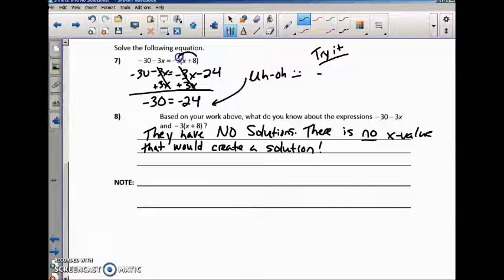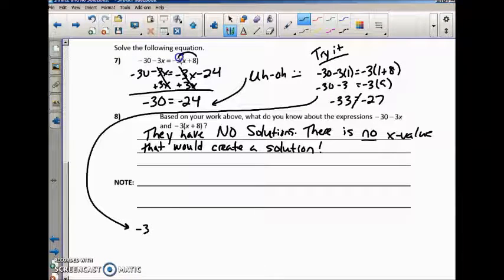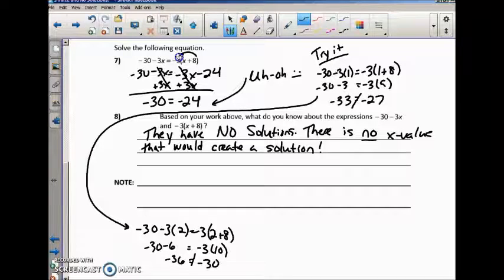There is no x value that will ever make these two expressions equal to each other. You could plug in as many values as you want. So if I plug in 1, notice that they are not equal. If I go down and plug in 2, let's see what happens there. And how about that? They're not equal because the variables get canceled out and we have a false statement, so there's no way this will work.